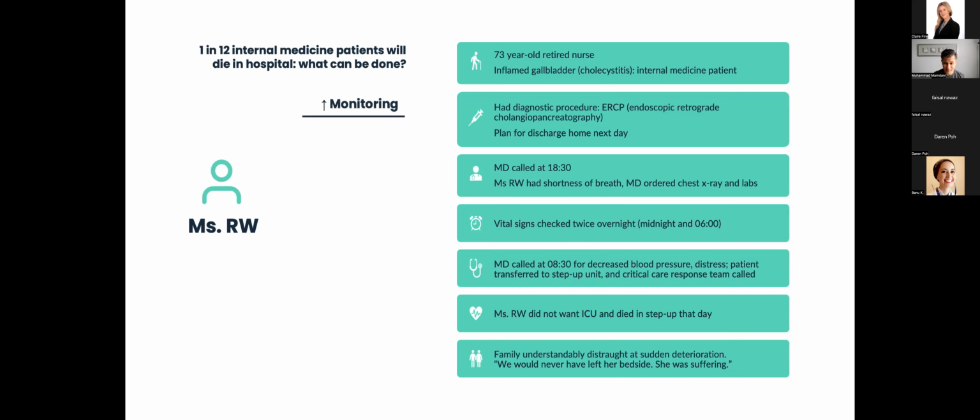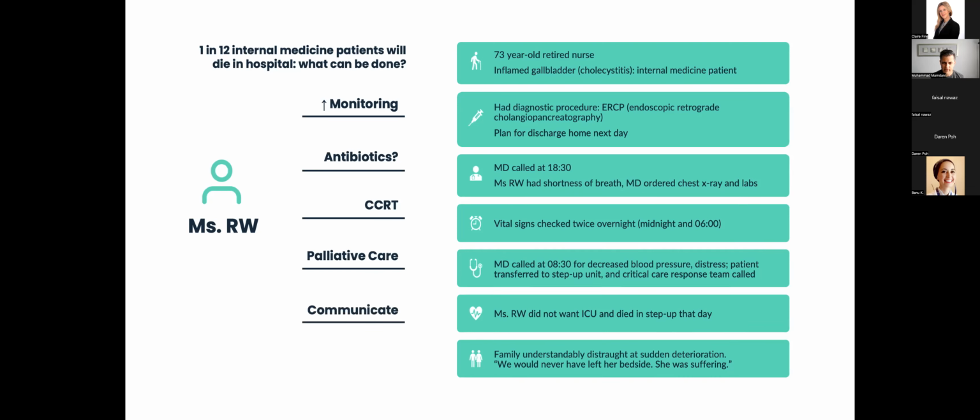We could have increased monitoring and kept a closer eye on her, increasing monitoring to Q4. We could have looked for signs of sepsis and thought about initiating antibiotics. We could have called the critical care response team and told them to be on standby because we think this is a high-risk patient. We could have called the palliative care team. If we knew there was nothing we could do for this patient, at least she could have died a comfortable, dignified death. We could have communicated to the patient and to the family. We could have done this much earlier, but we didn't know.